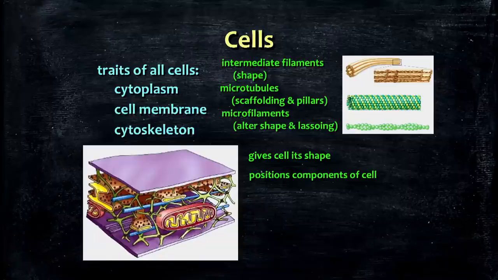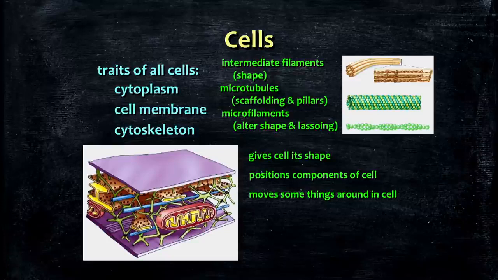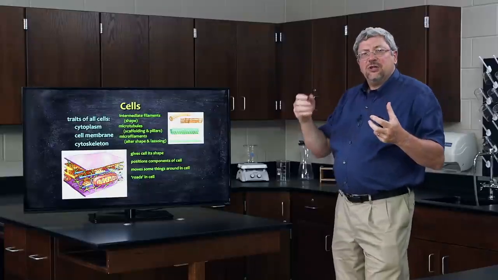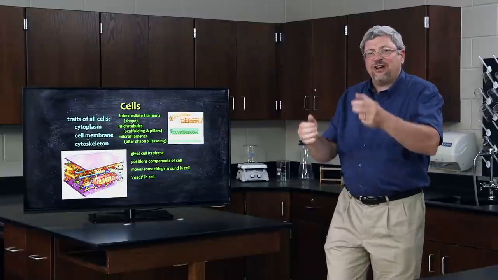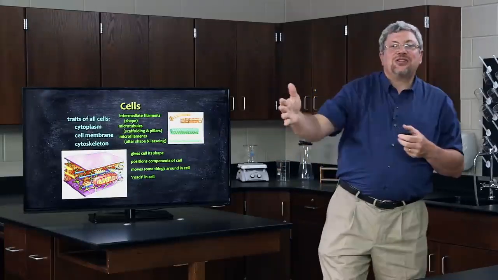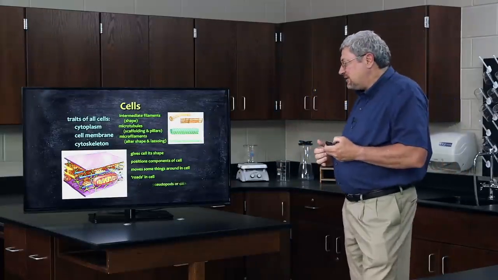They can also position things inside the cell into the proper locations. They can also move things around in the cell. You can lasso things and pull them from one end of the cell to the other. They also function as roads in the cell. Certain molecules move other molecules from one end of the cell to the other, and they follow the roads of the cytoskeleton from one end of the cell to the other.